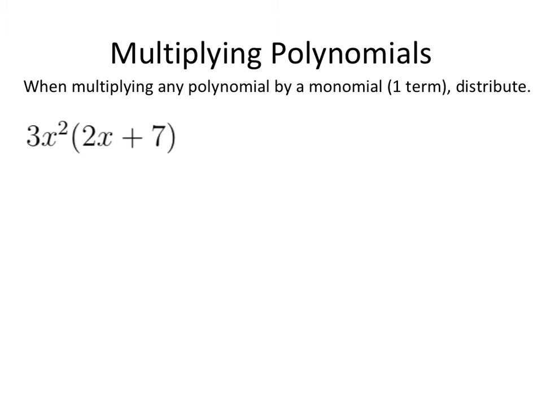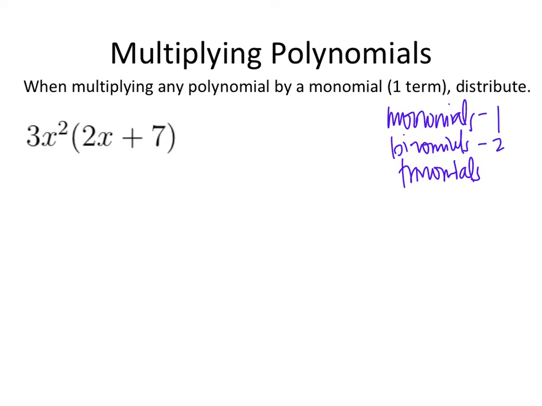In the last video, we learned about 3 different types of polynomials, which we use in Algebra 1. These are monomials, trinomials, and binomials. And these are named for the number of terms. Monomials will be 1 term, binomials 2, and trinomials 3.